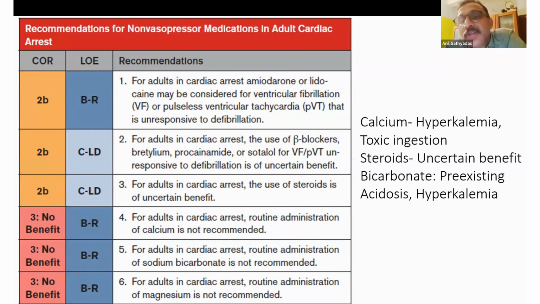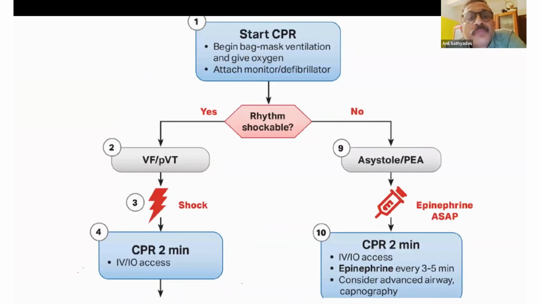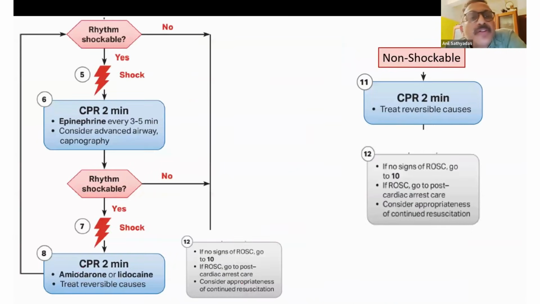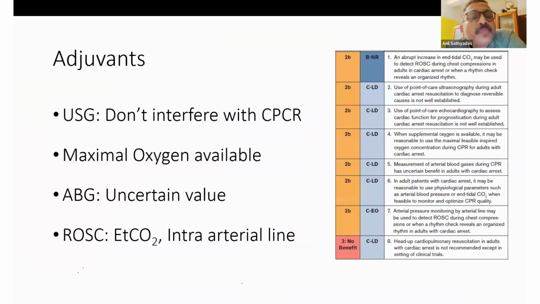Bicarbonate, as I said, can be used in patients who have pre-existing acidosis, especially normal anion gap, and hyperkalemia. This is the algorithm we have already discussed, and this is the shockable one, and the right side is the non-shockable one. What do you do for non-shockable? You continue CPR. Would you use your ultrasound machine to do point of care ultrasound for patients undergoing CPR? You can do. What all things can you identify when you use ultrasound during CPR?